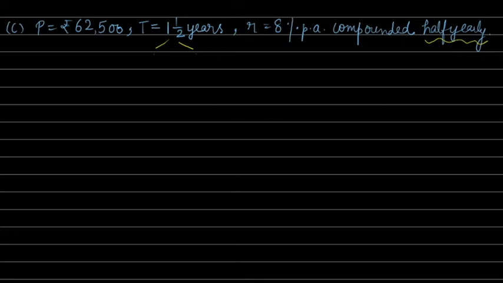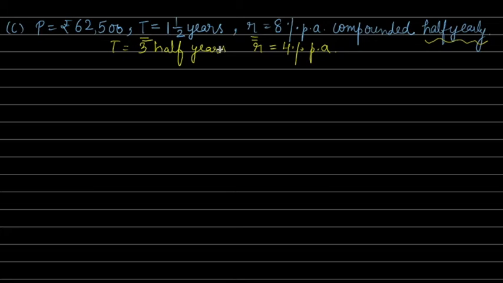So now what we will do, whenever it is half yearly, it is important to make changes with time and rate. Since you are calculating it half yearly, your rate will be halved. It means 8 upon 2 means 4% per annum, because we are not calculating annually. Now we will see how many half years there are in 1.5 years. So if T is 1.5 years, it means 3 half years are possible.